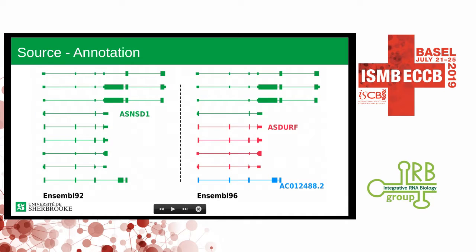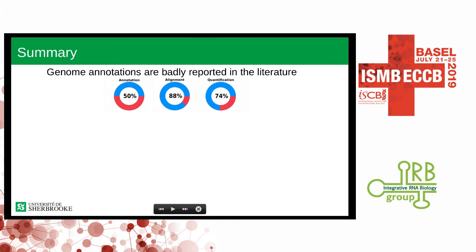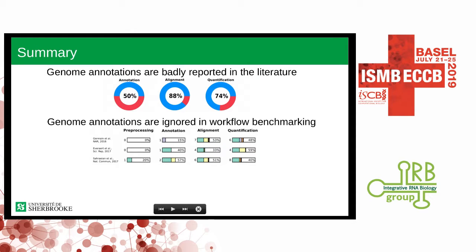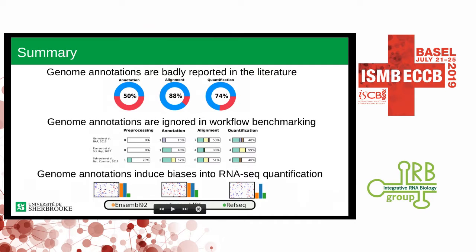And we have a third example where we have some genes that have been split up into different genes. So here ASNSD1 has been split up into its main isoform, its upstream ORF isoform, and a coding sequence. So far, we've seen that genome annotations are badly reported in literature, and that genome annotations are ignored in workflow benchmarking. But that really matters because genome annotation actually induces biases in the RNA-seq quantification.